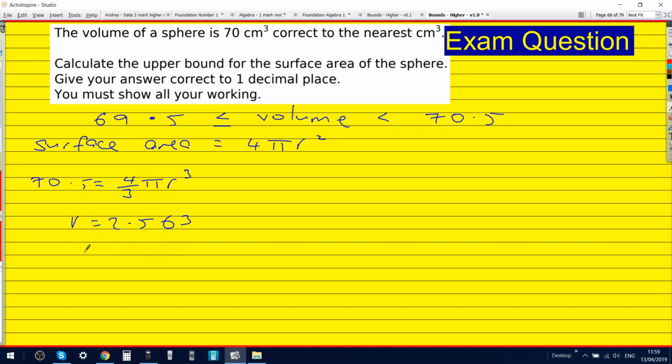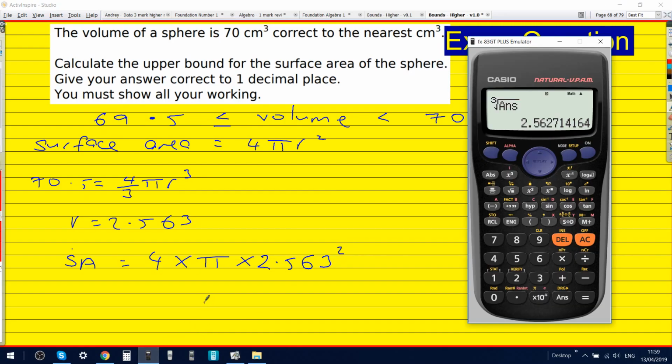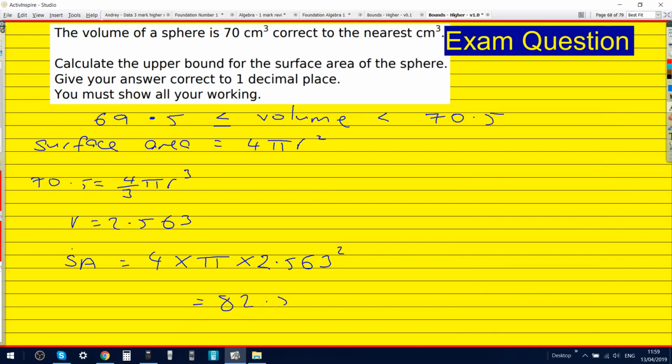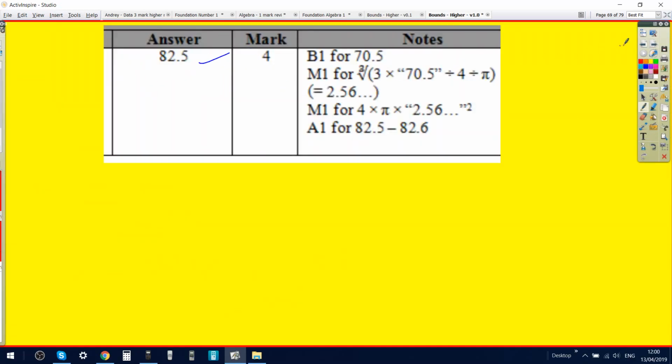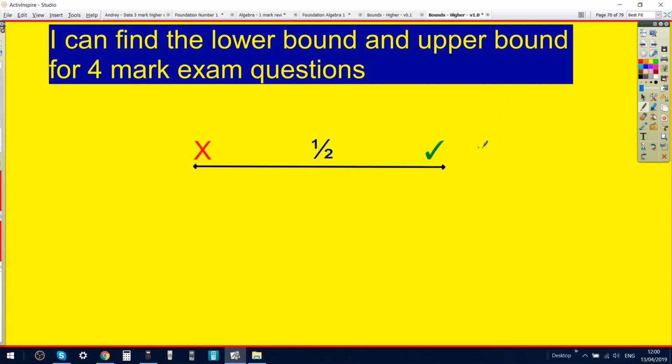Is 4 pi r squared, did you say? Yeah. So 4 times pi times radius squared. 82.53. 82.5 to 1 decimal place. 82.5. 4 markers. That's good.